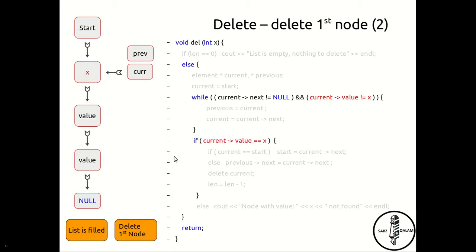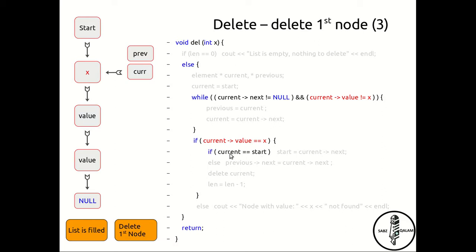When you come one step below, you have to check what was the reason this while loop shut down. Was it this condition? Did you reach the end of the list, or did you find the element you had to delete? Did you find the component or the node of the list that you wanted to delete? So this is where you check it. If current's value is the same as the element you want to delete, you check, is it the first element or is it any other element?